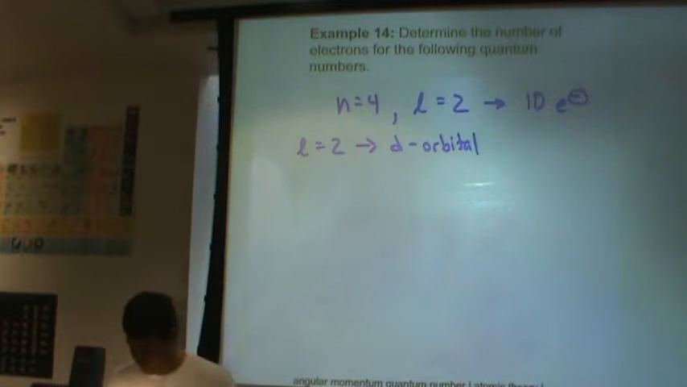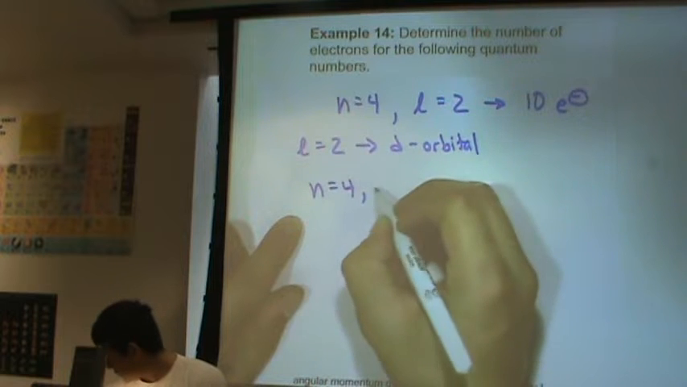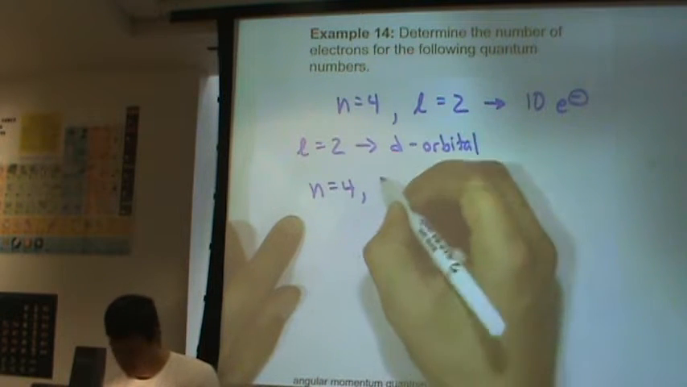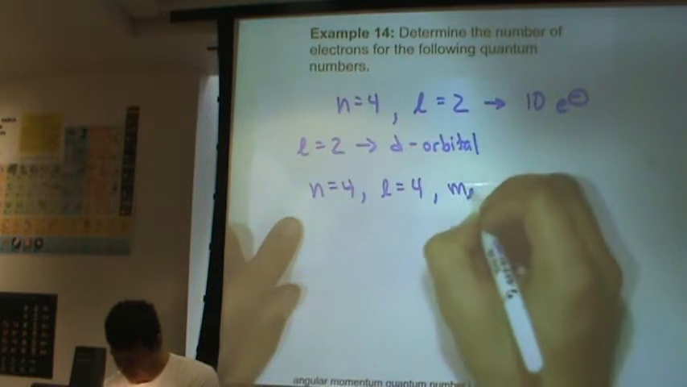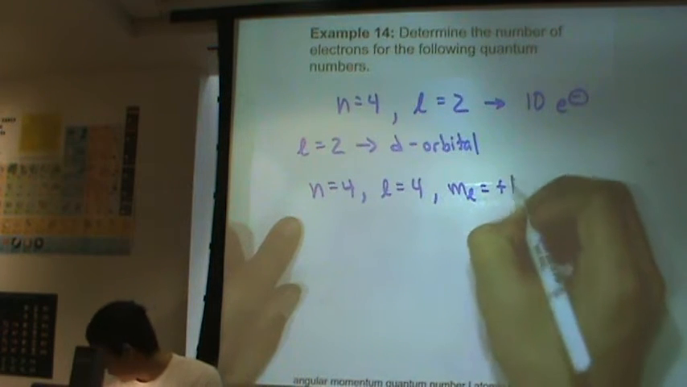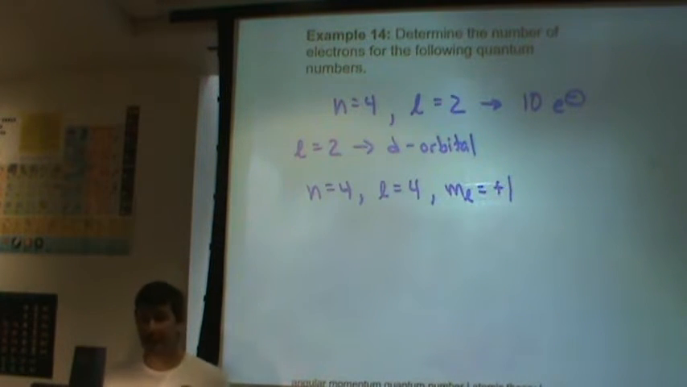All right, let's do another one. What about n equals 4, L equals 4, and m sub L equals plus 1? How many electrons can you hold in here? The answer for this is 0, none.